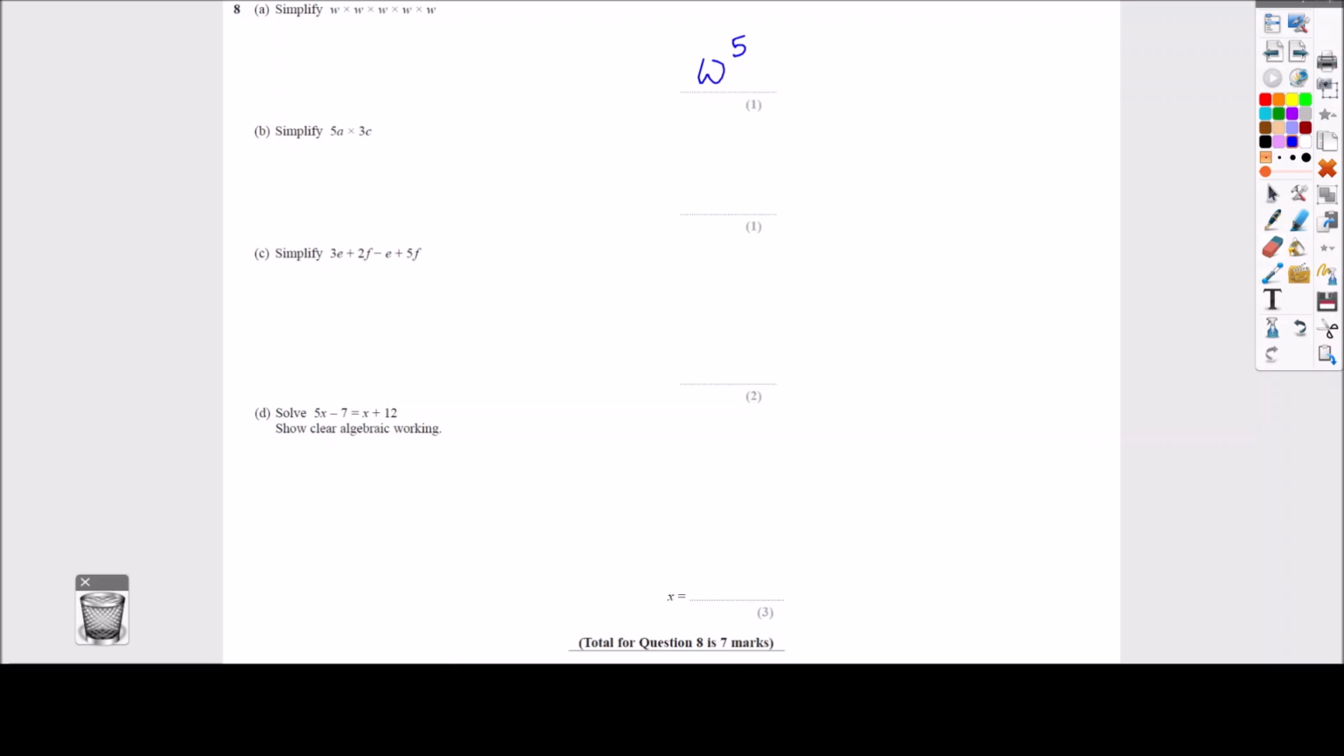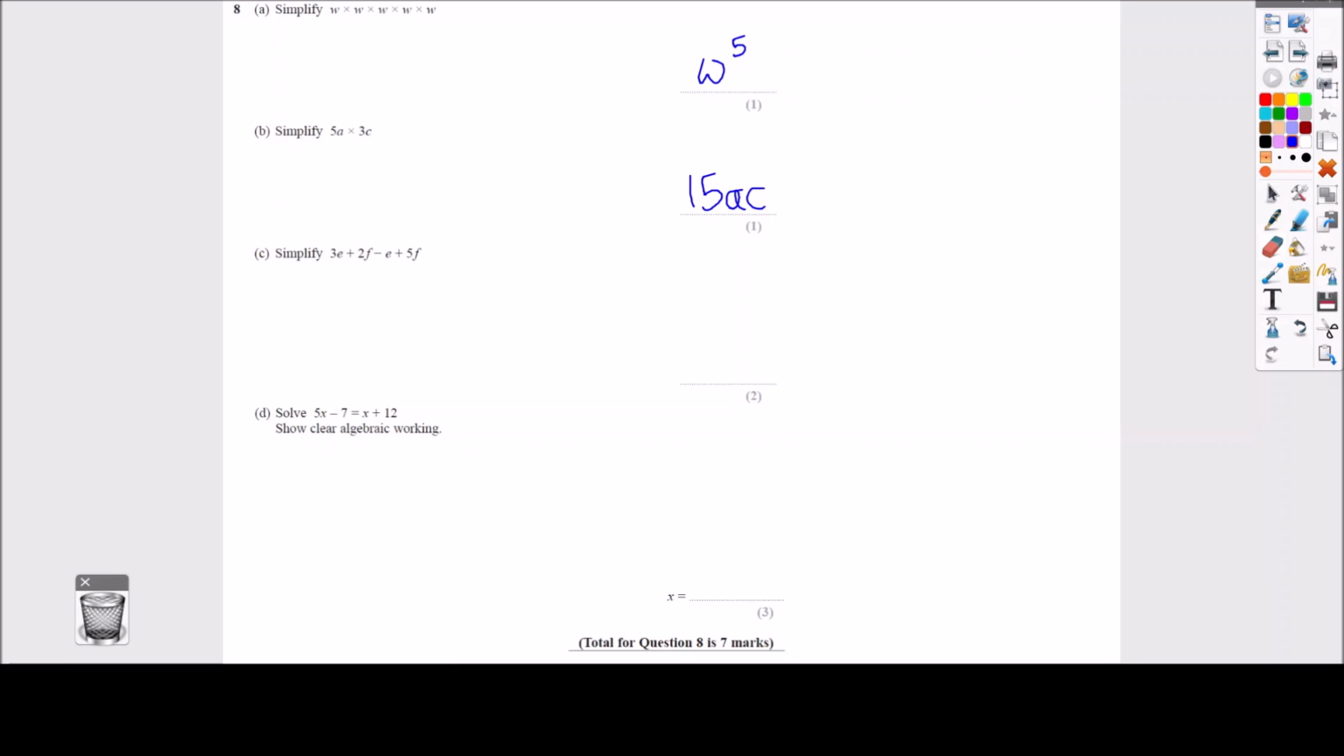Now for part B, 5A means 5 times A, 3C means 3 times C. So we've got 5 times A times 3 times C. You can move those all around, so you can think of it as 5 times 3, which is 15. And that's then multiplied by A and C, so 15AC.